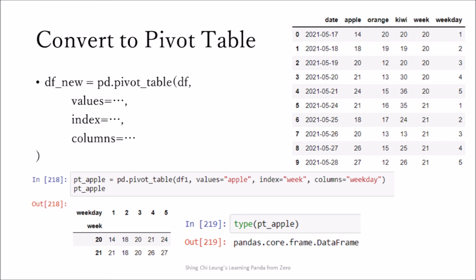The output data frame looks very much like a calendar. With the sales of Apple aligned on the same row, we can immediately observe which weekday sells the most apples and so on. We can also see that the output pivot table is actually a data frame, where the column headers are 1, 2, 3, 4, and 5 respectively, and indices being 20 and 21.